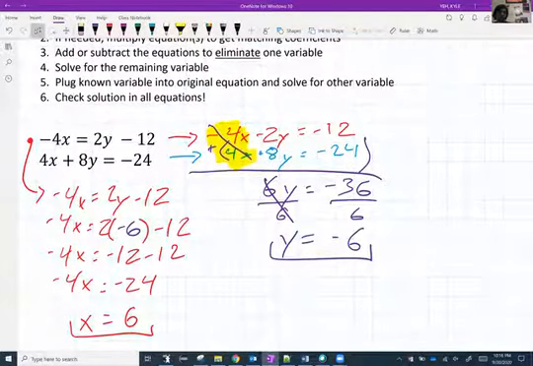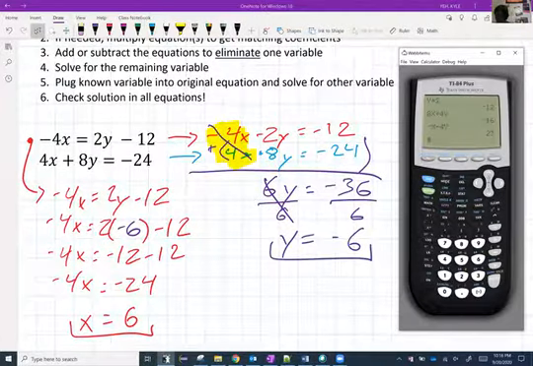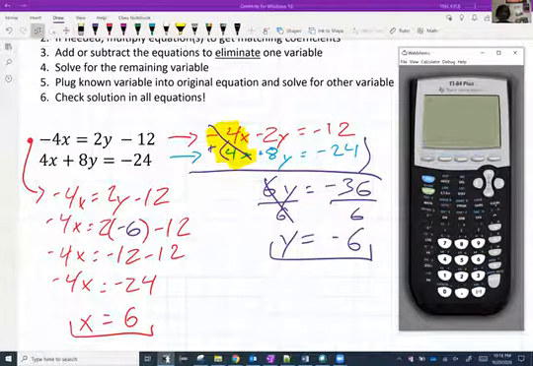So we've got an x, we've got a y. You guys know I'm a big fan of checking my work, so I'm going to open up my calculator. I'm going to get to my main screen, second quit, and clear it out. I'm going to store 6 in x, as we've seen before. I'm going to store negative 6 in y, alpha 1. And then I'm going to type in my equations.